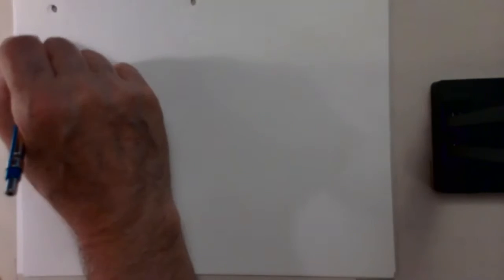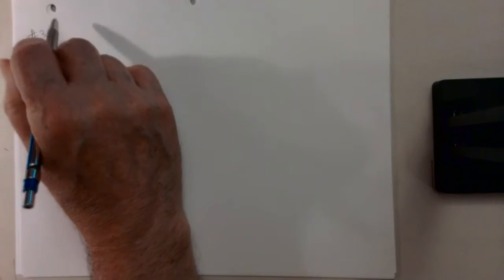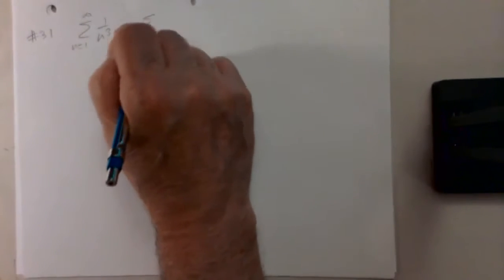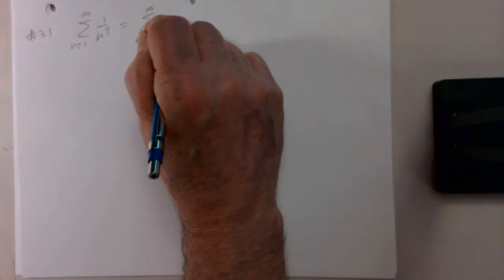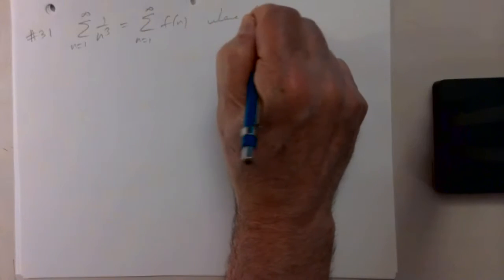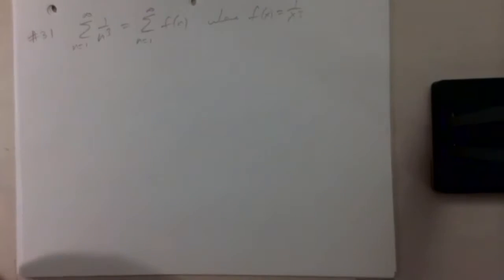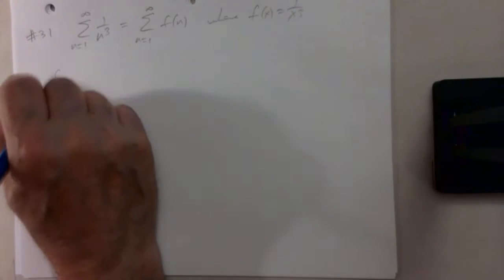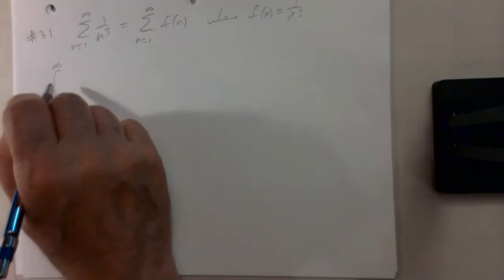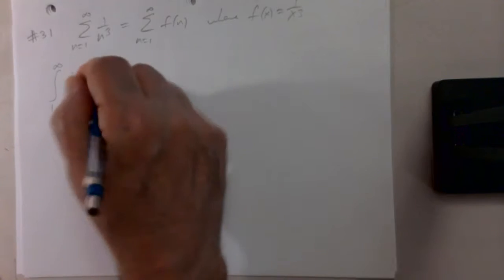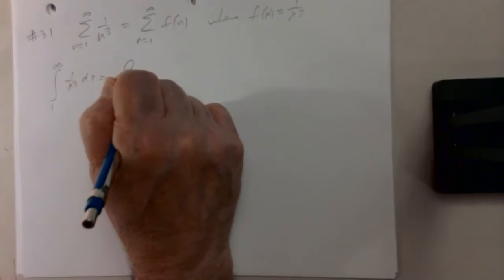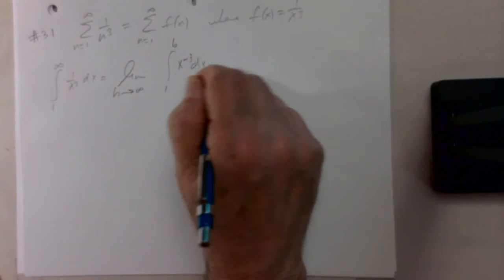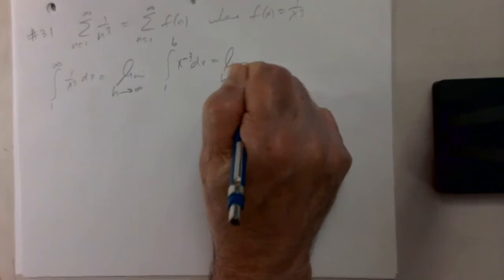Let's look at number 31. Number 31 is summation 1 over n cubed, n goes from 1 to infinity. So this is summation n goes from 1 to infinity of f of n, where I pick f of x to be 1 over x cubed. So the value of the function at n is 1 over n cubed. We have to look at the improper integral from 1 to infinity of 1 over x cubed. So that is limit as b goes to infinity of the integral from 1 to b, x to the minus 3 dx.